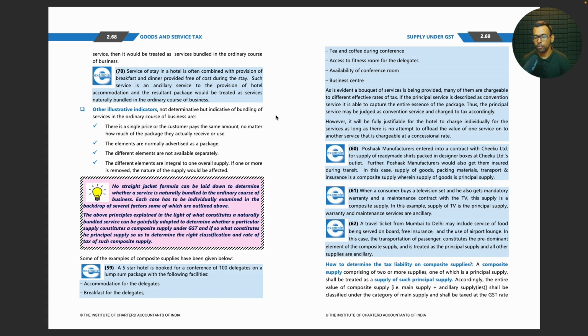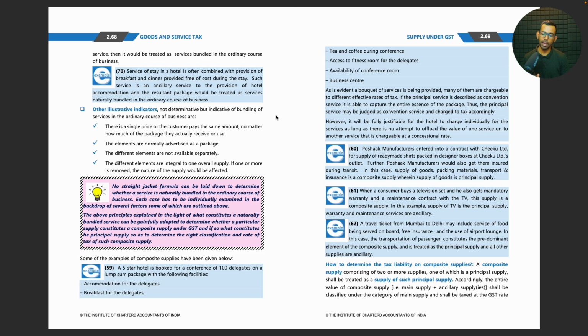A travel ticket from Mumbai to Delhi may include service of food being served on board, free insurance, and the use of airport lounge. In this case, the transportation of passenger constitutes the predominant element of the composite supply and is treated as the principal supply, and all other supplies are ancillary.